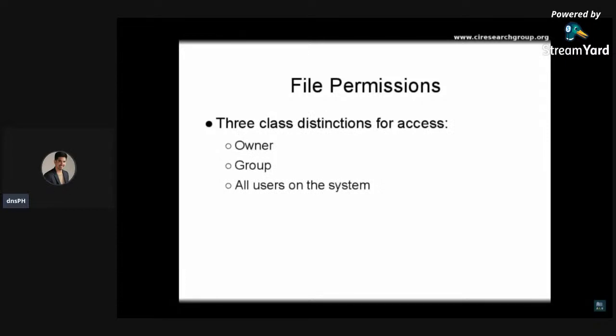Individual file permissions are supported for 3 classes of user: the owner of the file, members of the group with which the file is associated, and so-called world permissions, or all users on the system.